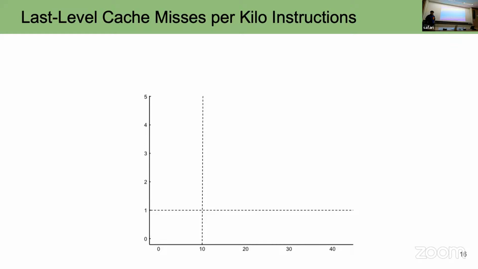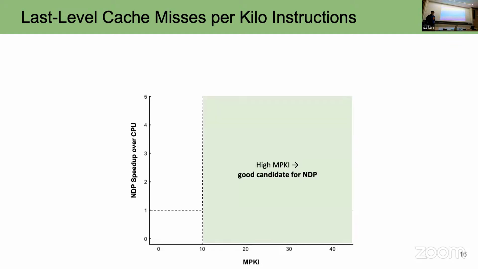The second metric or model we are going to look at is the last level cache misses per kilo instructions model. It correlates the misses per kilo instructions with the NDP speed up over CPU systems. And again, there are two regions we're interested in. The first one being high misses per kilo instructions. This is defined by the authors as above 10 misses per kilo instructions. And the second region is low misses per kilo instructions.